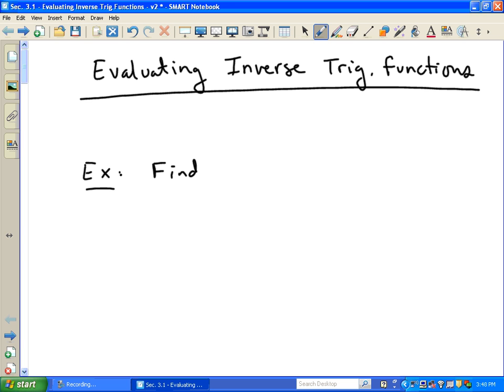Find sine inverse of negative square root of 3 over 2. The first thing that we need to realize is when they ask you to find the inverse trig function, they're actually asking you to find an angle. In other words, an inverse trig function is equal to an angle. The thing that's given on the inside here is the value. And so negative square root of 3 over 2 is the actual value of sine.